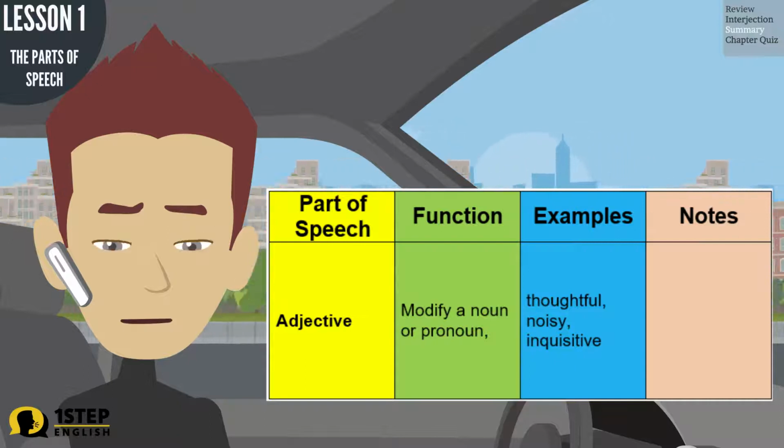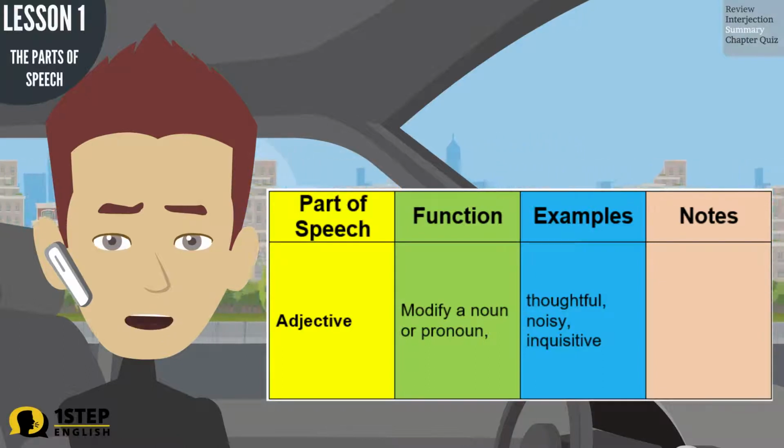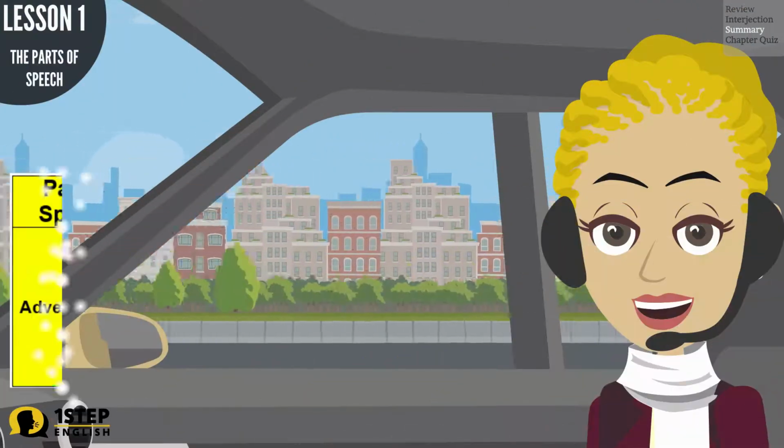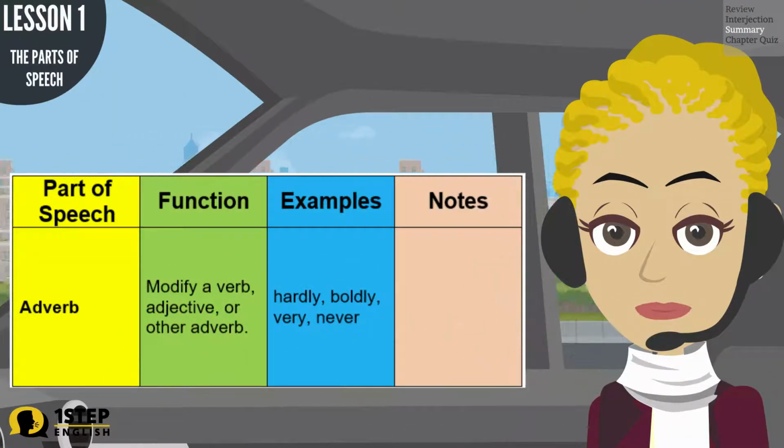Adjective. The function of the adjective is to modify a noun or pronoun. For example, thoughtful, noisy, and inquisitive. Adverb. The function of adverb is to modify a verb, adjective, or other adverb. For example, hardly, boldly, very, and never.